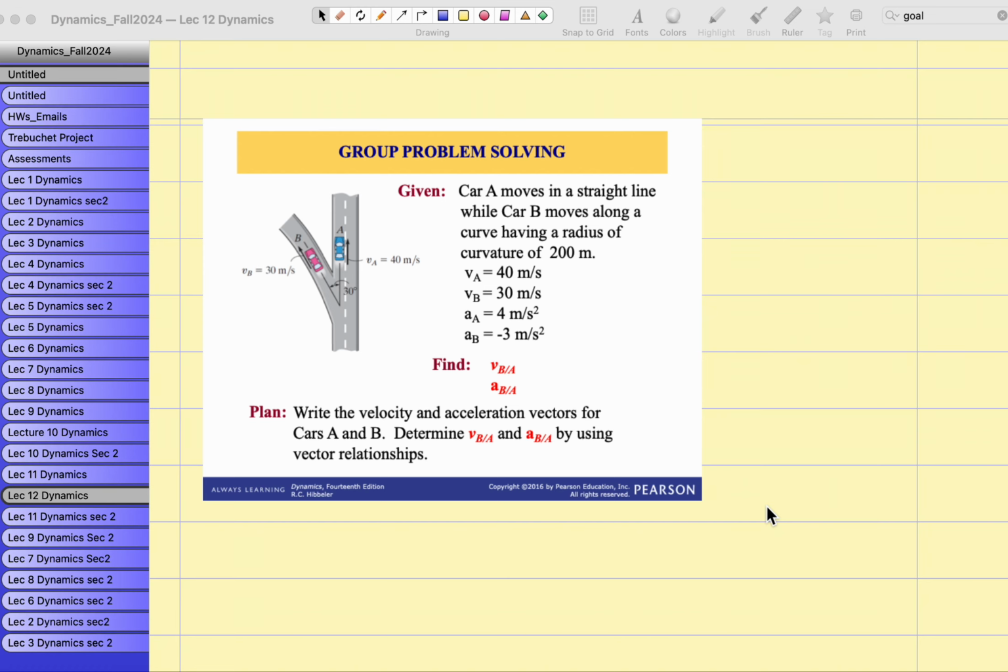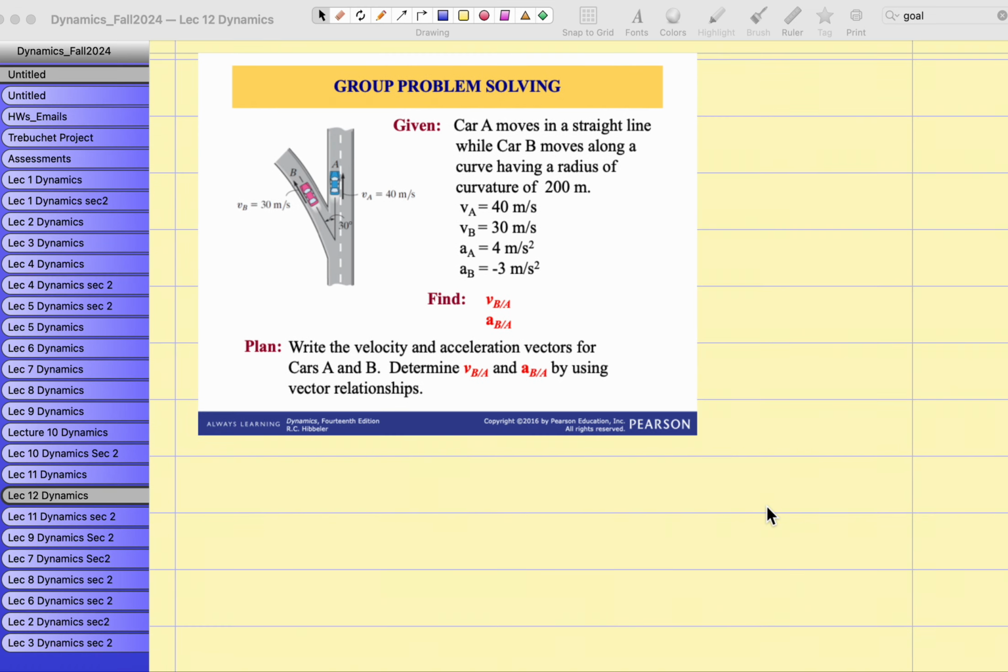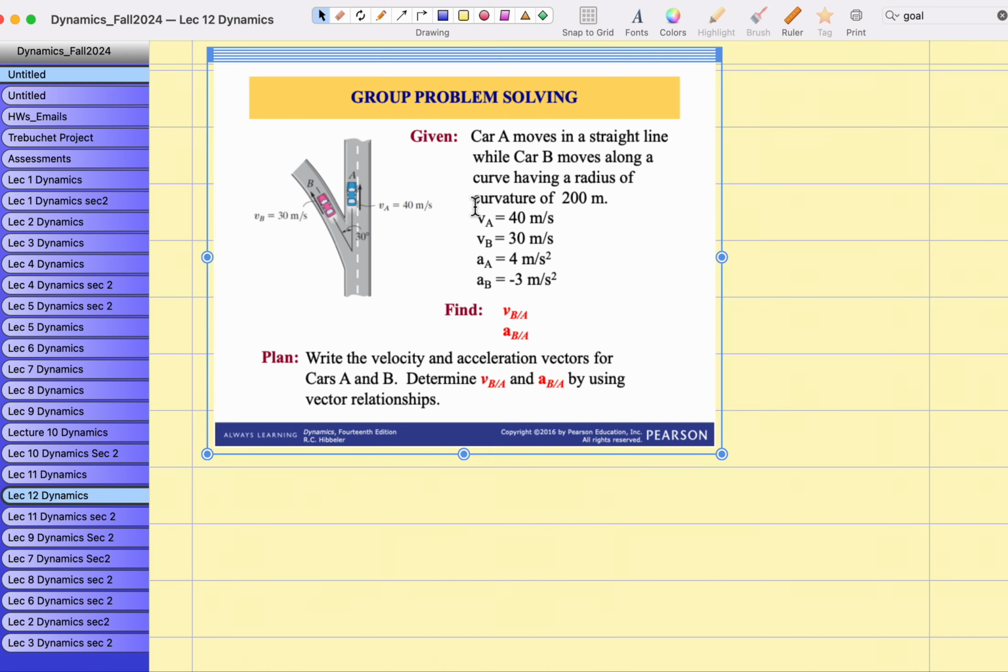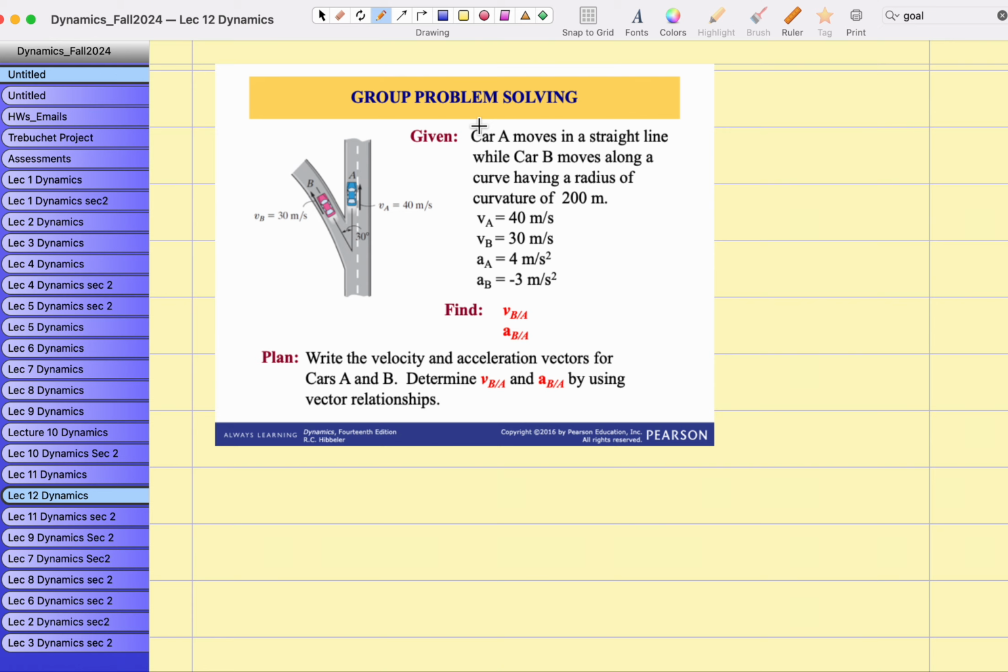Question is, car A moves in a straight line while car B moves along a curve having a radius of curvature of 200. So how would you solve this problem? Car B moves along a curved line and the radius of curvature, if I tell you this is the radius of curvature, is 200 meters. So VA is given, this is given, VB is also given.